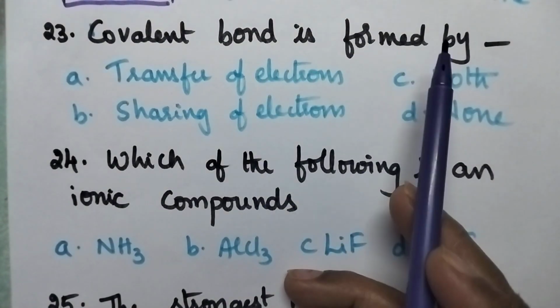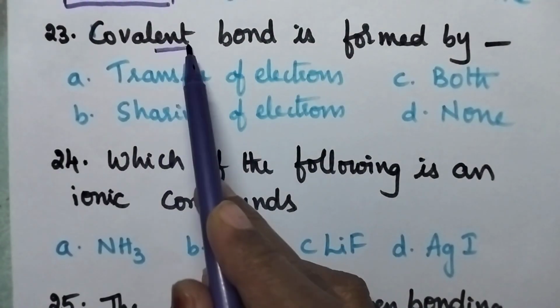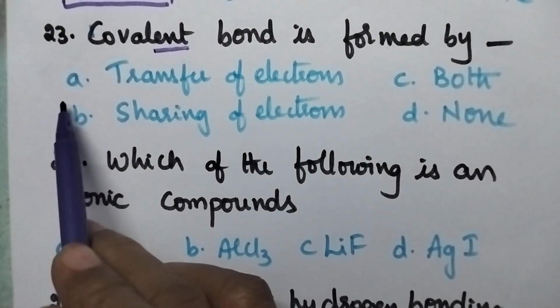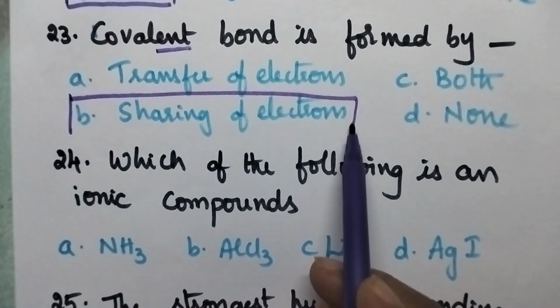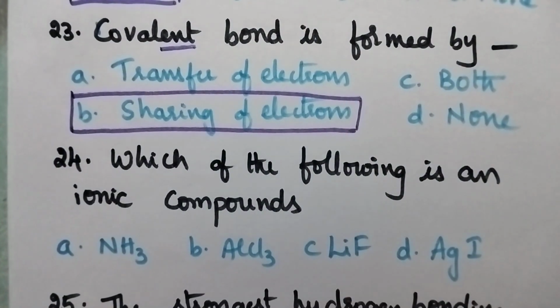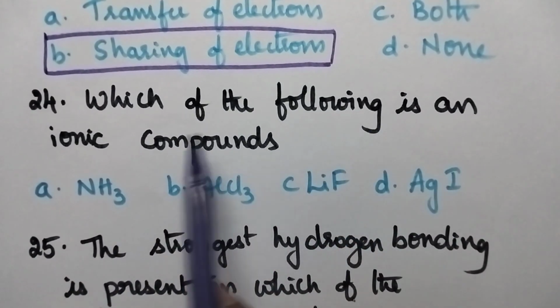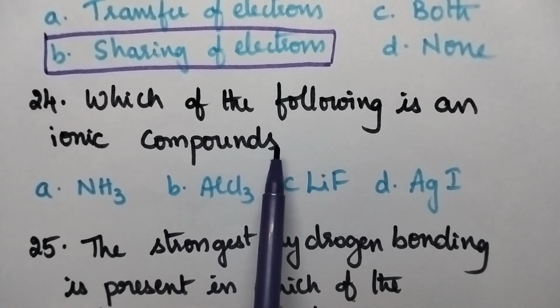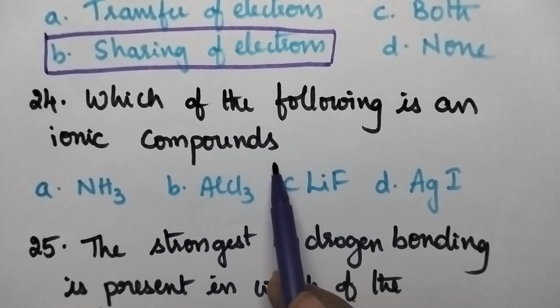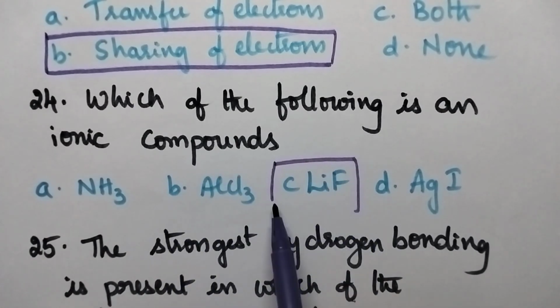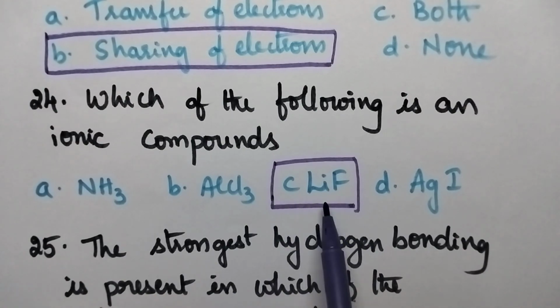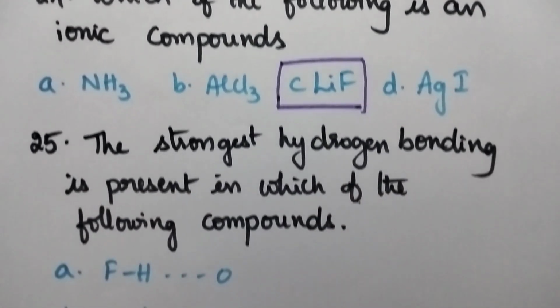A covalent bond is formed by the sharing of electrons. So option B is the right answer. Which of the following is an ionic compound? So lithium fluoride is an ionic compound. So option C is the right answer.